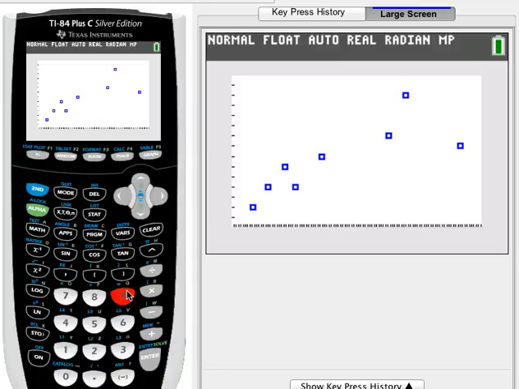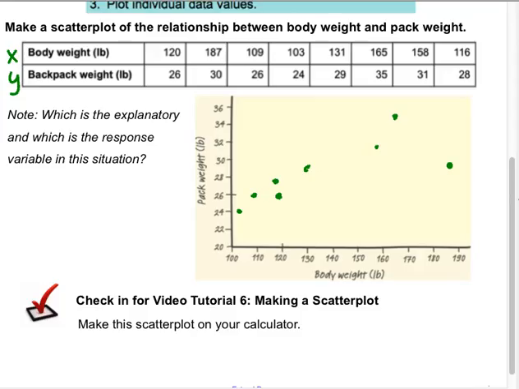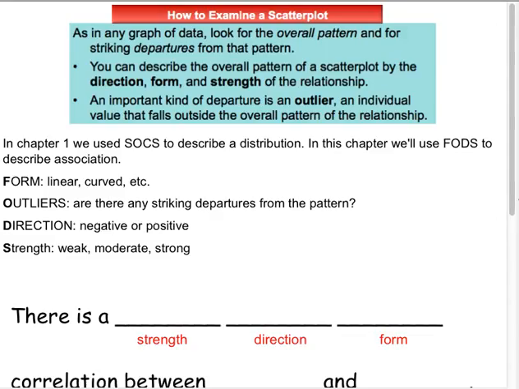Looking at that, now let's talk about how we can describe it. We took the time to graph it. Now let's talk about how we can describe it. So, examining scatter plots. Back when we were describing quantitative data, we talked about SOCS, right? Now we have a new format. We're going to be using something called FODS as an acronym to help us remember how to do this.